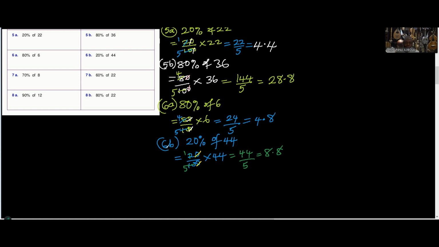Then number 7A, we have 70% of 8. This is going to be 70 over 100 times 8. So here, 0 cancels 0. Then 10 and 8 are divisible by 2. So here we have 4. Here we have 5. So we have 7 times 4, which is 28, divided by 5. How many 5s in 28?